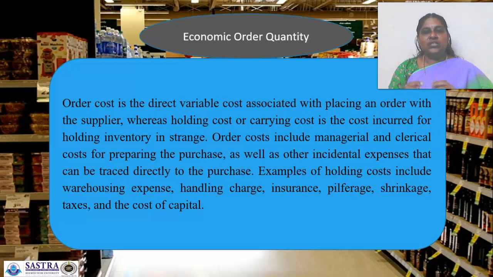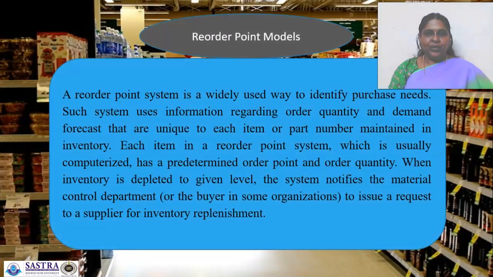Order cost includes managerial and clerical cost for preparing the purchase order, as well as other incidental expenses that can be traced directly to the purchase. Examples of holding cost include warehouse expenses, handling charges, insurance, pilferage, shrinkage, taxes, and also the cost of capital.